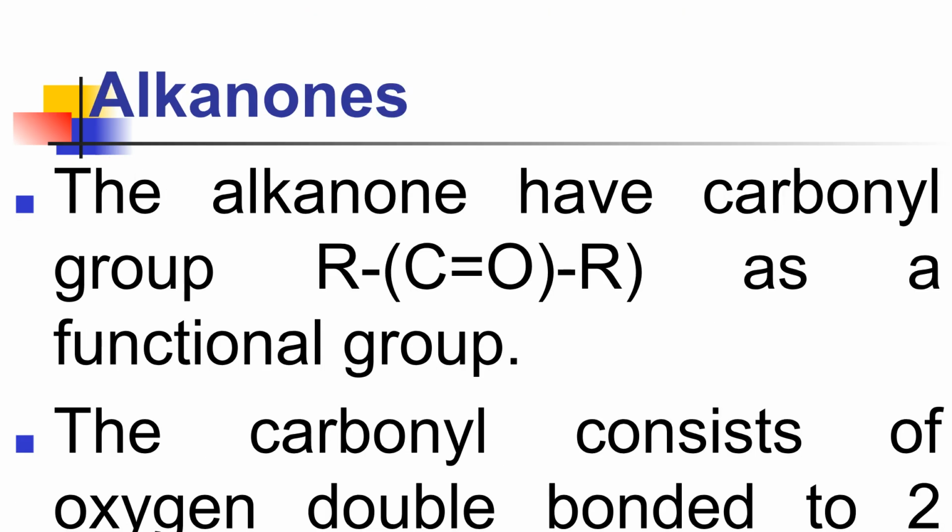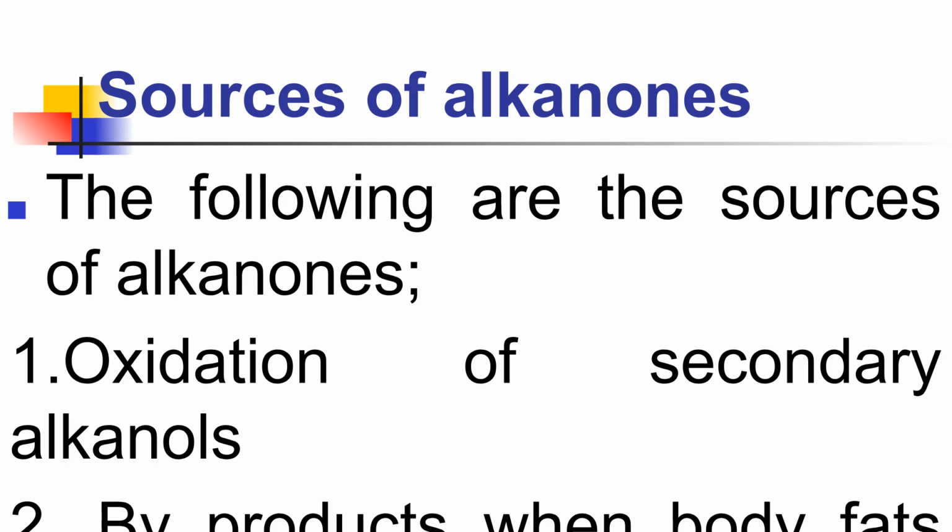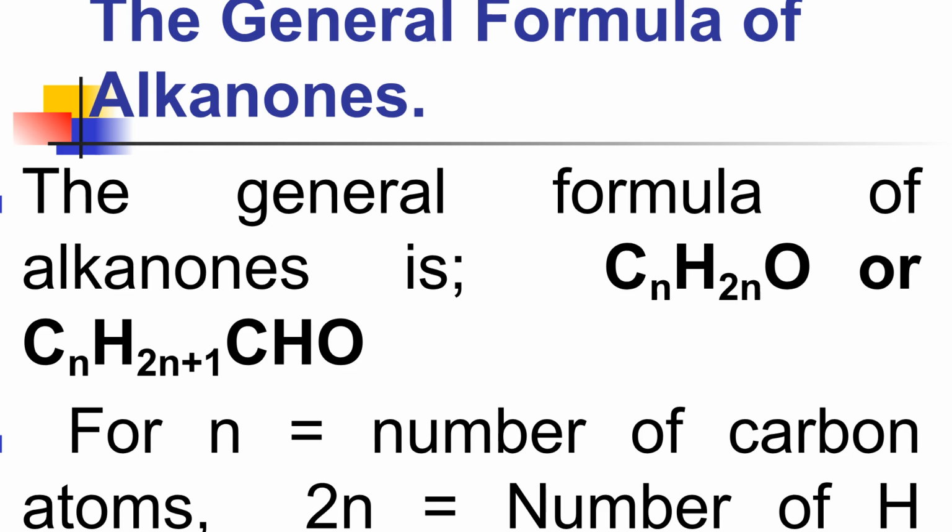Now let's look at alkanones. They have a carbonyl group, RC=OR, as their functional group, with oxygen double bonded to a carbon atom bonded to two other carbon atoms. Sources of alkanones include the oxidation of secondary alkanols and their creation as byproducts when body fats provide energy. The general formula for alkanones is CnH2nO.